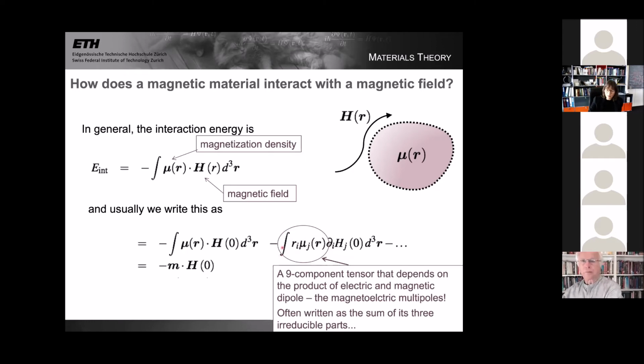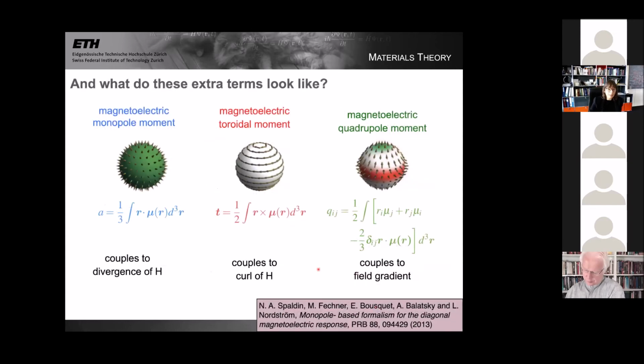This 9-component tensor is often written as the sum of its 3 irreducible parts. There's one scalar, which has the form of the hedgehog that we looked at earlier: the dot product of R and mu of R. There's a 3-component vector, which is the toroidal moment, the cross product of R and mu of R. And there are 5 quadrupole terms, which are R in one direction and mu in another. Here's the Z squared quadrupole in this sketch. And the scalar gets called, and I don't really like this term, a magnetoelectric monopole moment.